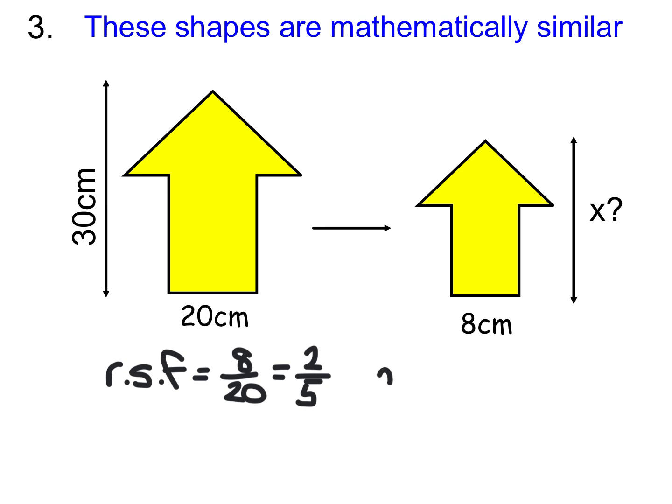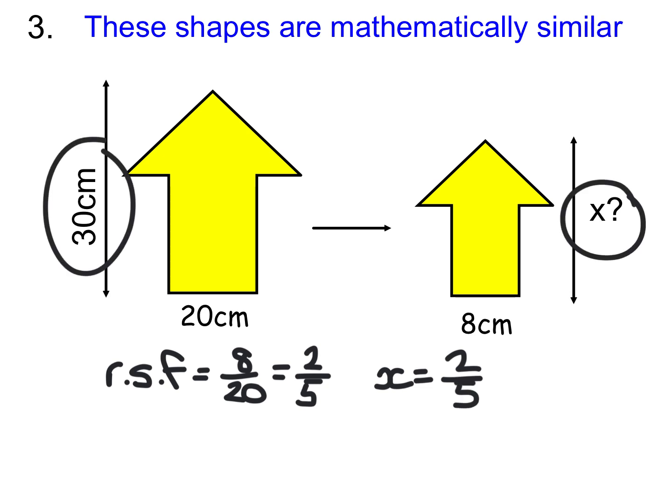So the missing side x will be 2/5 times the number that corresponds with another shape, albeit it's on the opposite side, but we know that the opposite sides of an arrow match. So it would be 2/5 times 30, which is, remember, good old divide by the bottom times the top. 30 divided by 5 is 6, 6 times 2 is 12. So the missing length in this one would be 12 centimetres.